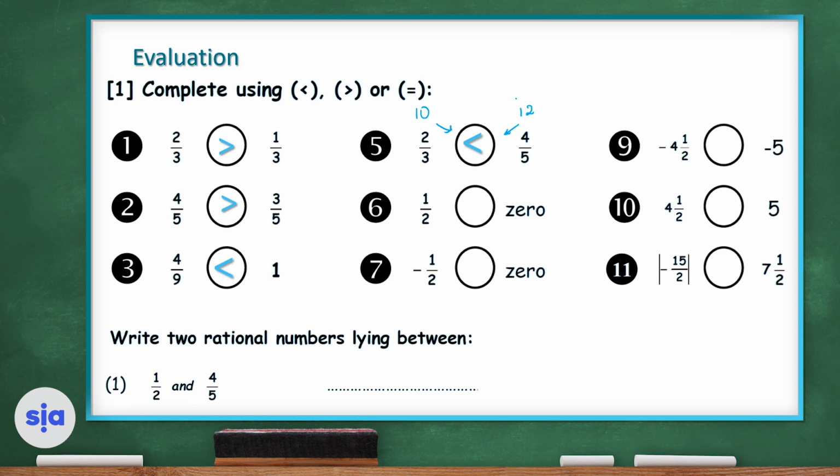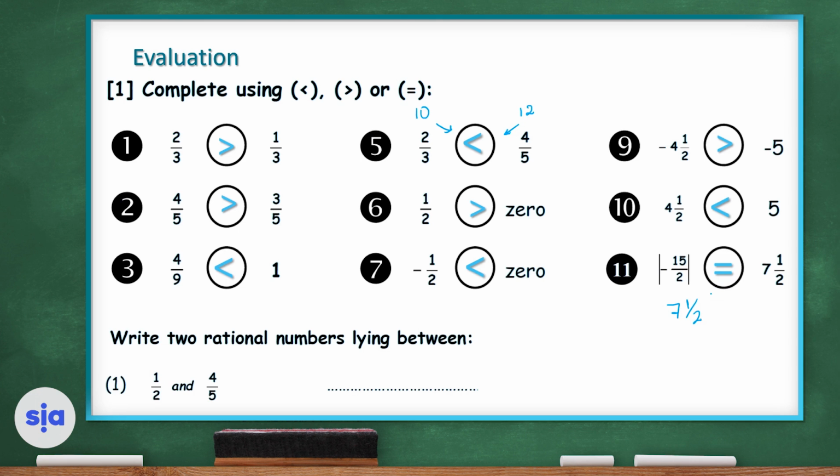Question 6, a half and 0. For sure, a half is bigger than 0. Question 7, negative a half and 0. For sure, 0 is bigger than negative a half. Question 9, negative 4 and a half and negative 5. For sure, negative 4 and a half is bigger than negative 5. 4 and a half and 5. 4 and a half is less than 5. And for the absolute values, negative 15 over 2 in absolute value is 7 and 1 over 2. So they are equal to each other.